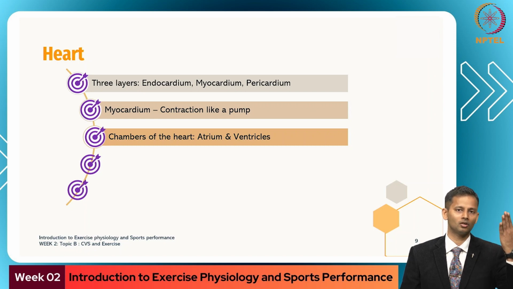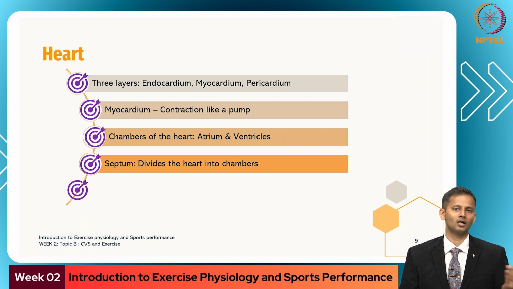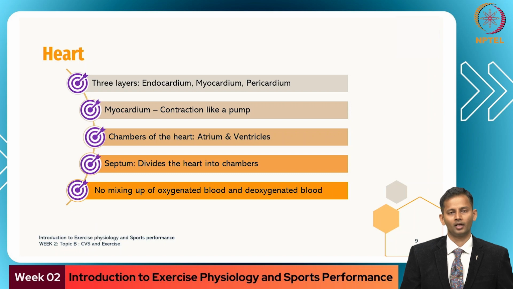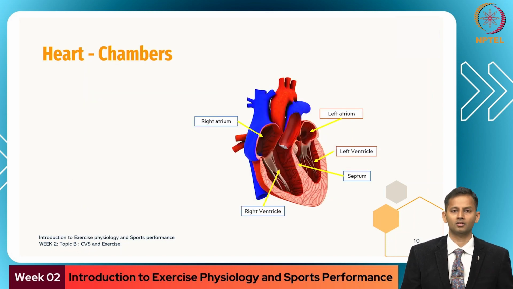The chambers on top are called the atria. The chambers on the bottom are called the ventricles. These chambers are divided by means of the septum, and the oxygenated blood, or in layman's terms the pure blood, and the deoxygenated blood, or the impure blood, don't normally mix up because of the presence of this septum. So let's see a cut section of a heart.